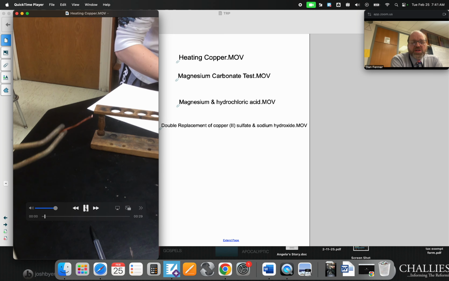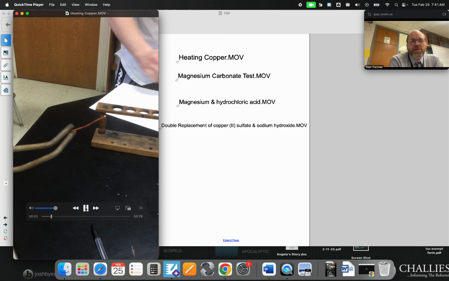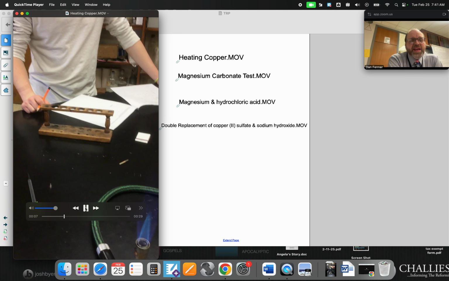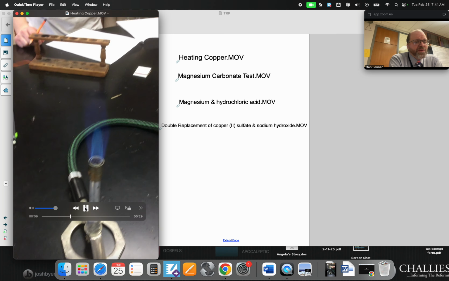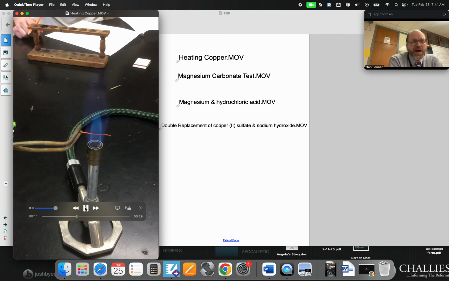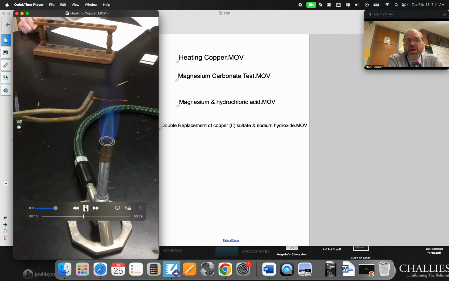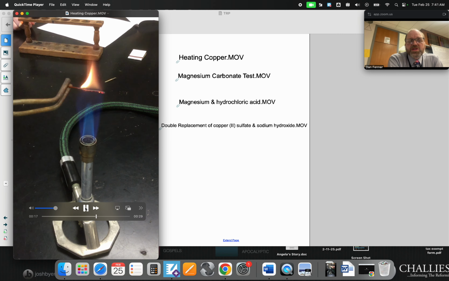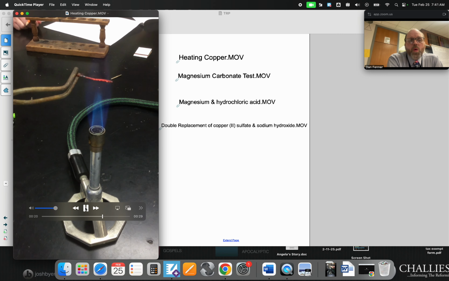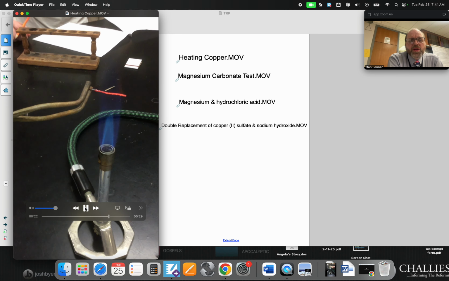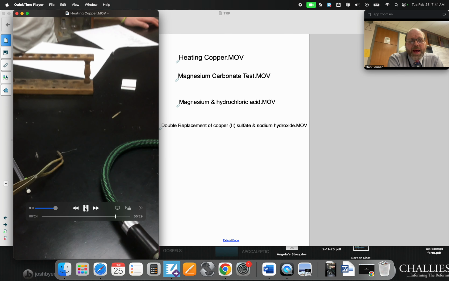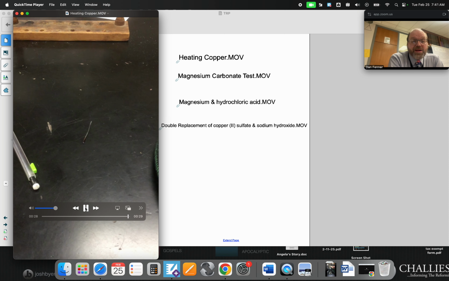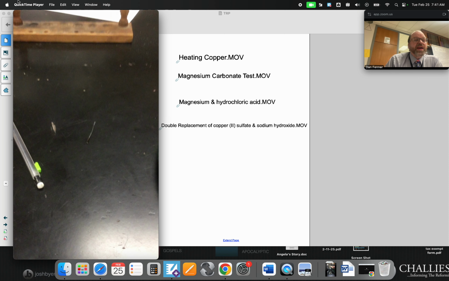I did this when students were here. We're going to take the copper. There's shiny copper, and we're going to put it inside the flame, right there. There's a little plastic on the top, and the plastic burns off right there. Then we keep it inside until it glows orange hot. Once we take it away, you'll notice it's black. It reacted with the oxygen to form copper 2 oxide. So that's the first one.